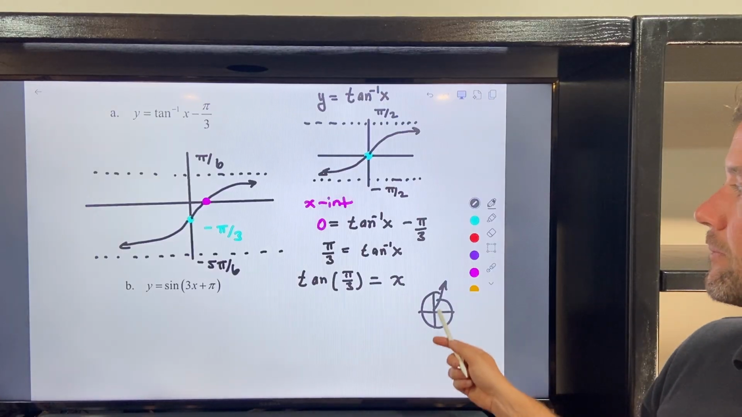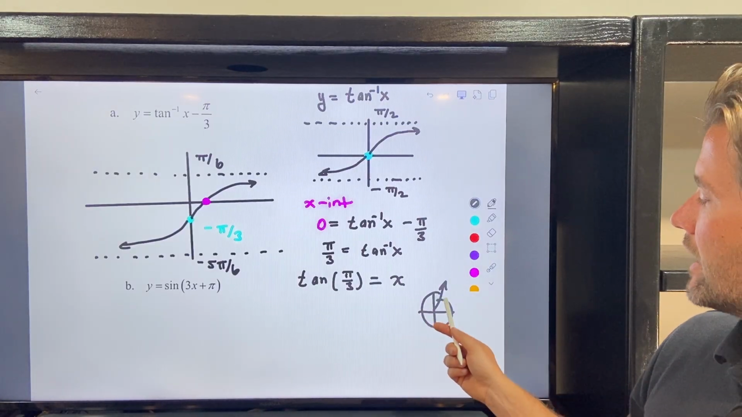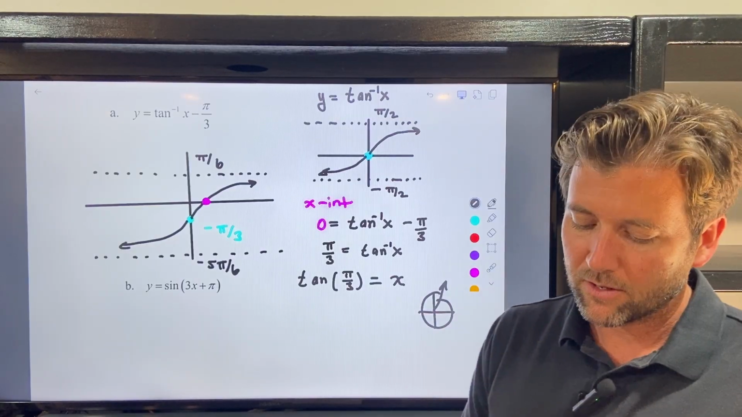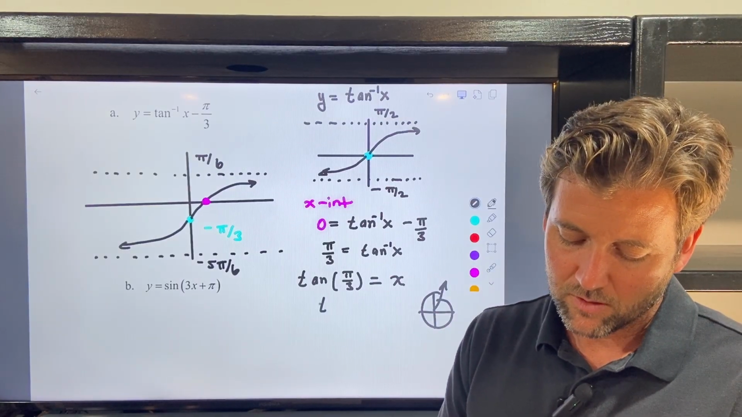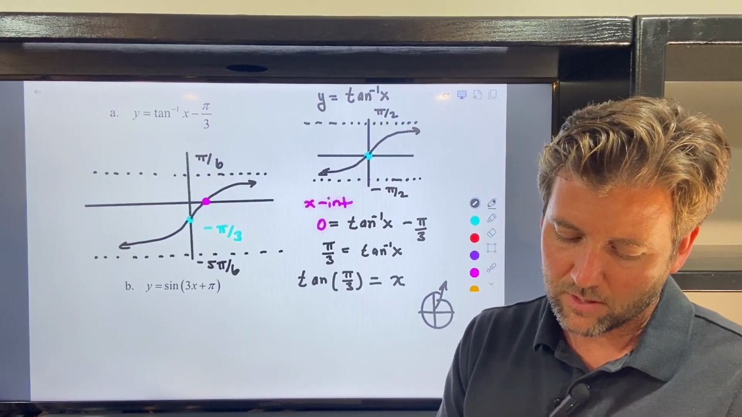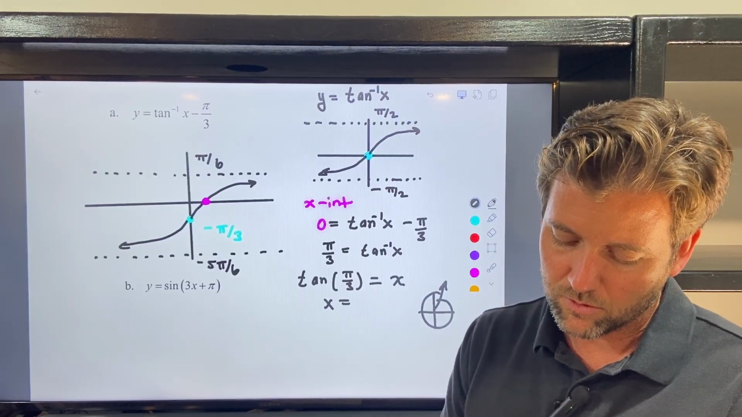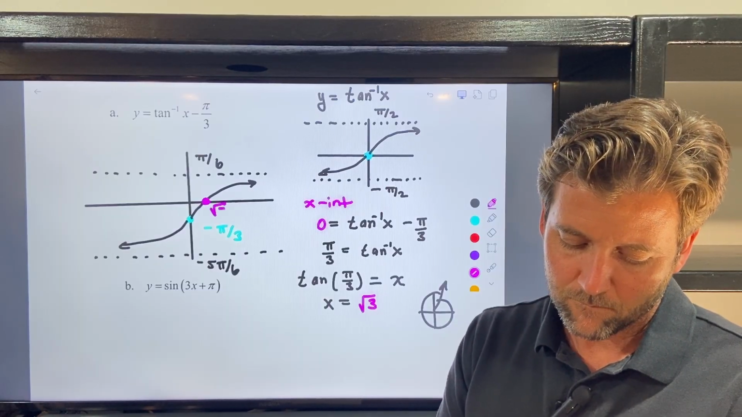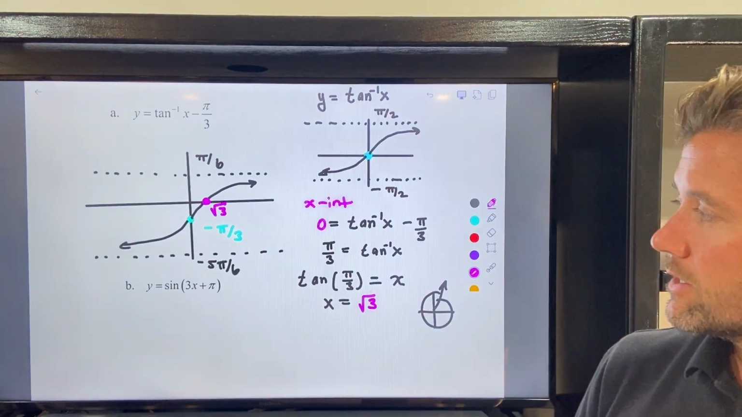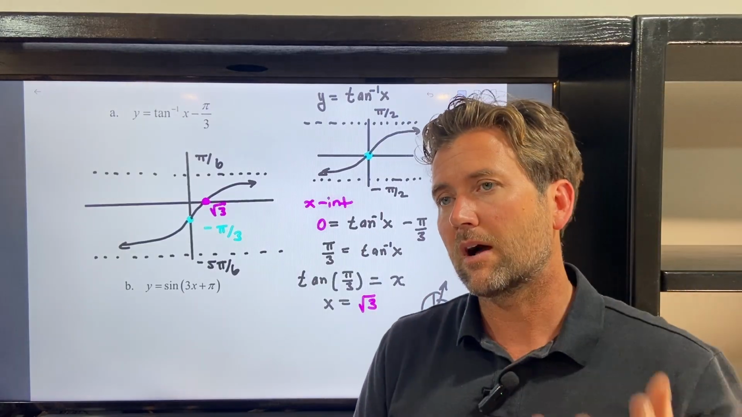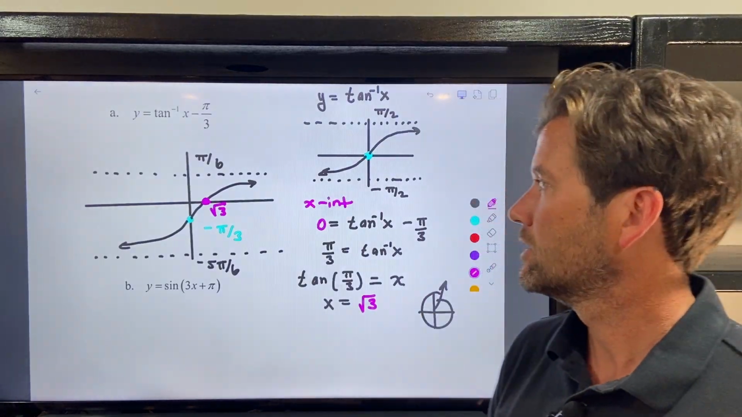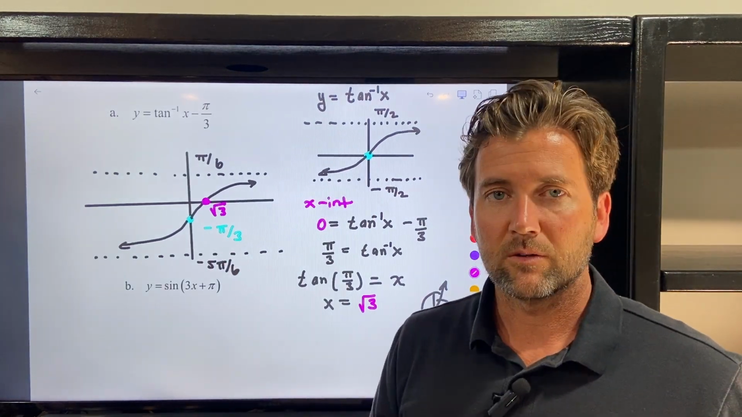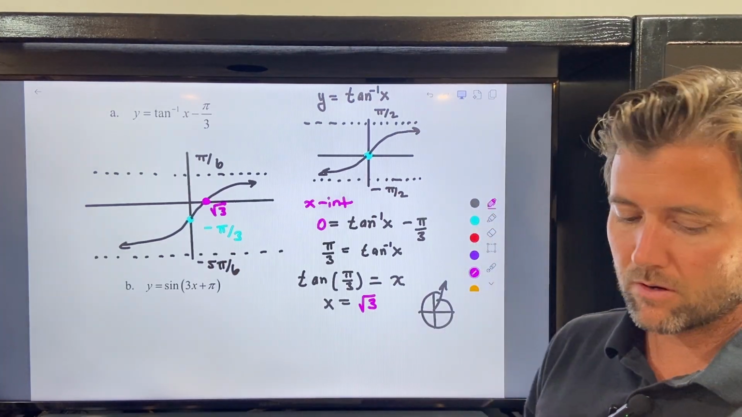That's this angle here. And we know that the tangent, which represents the slope of that angle, is rad 3. Whoops. So x equals rad 3. The directions say to graph, and when you graph, label all of the intercepts. So we've labeled the x and the y-intercept. All right.